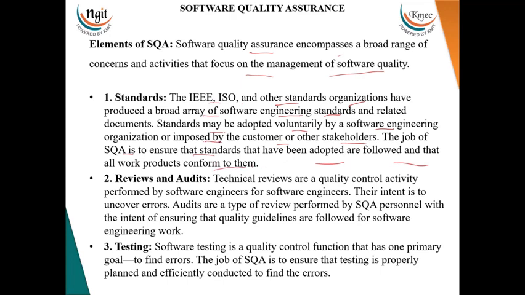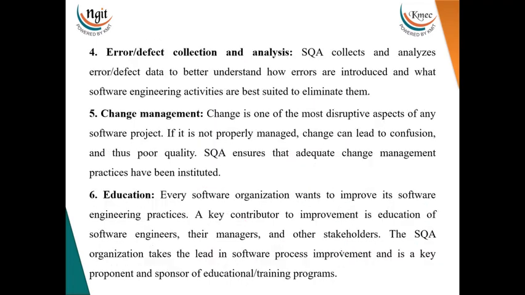Next is reviews and audits. Technical reviews are a quality control activity performed by software engineers for software engineers. Their intent is to uncover the errors. Audits are a type of review performed by software quality assurance personnel with the intent of ensuring that quality guidelines are followed for software engineering work. Third point is testing. Software testing is a quality control function that has one primary goal, that is to find errors. So the job of software quality assurance is to ensure that testing is properly planned and efficiently conducted to find the errors.